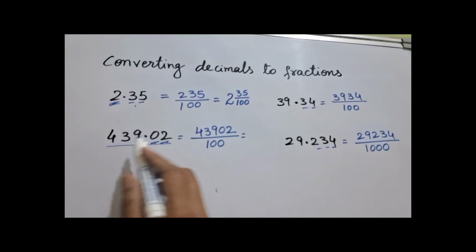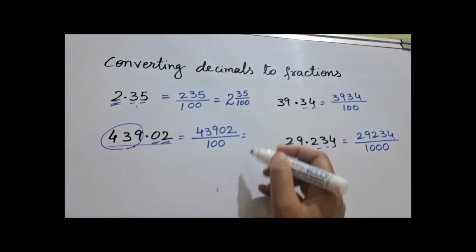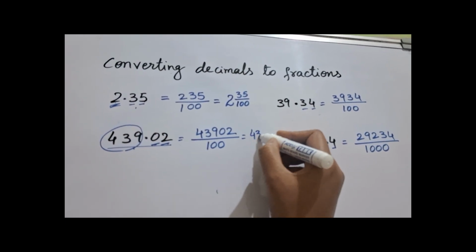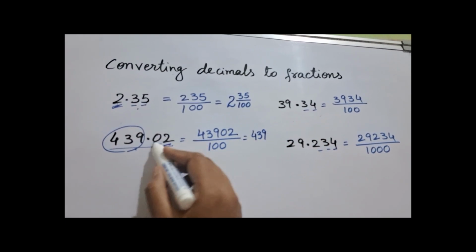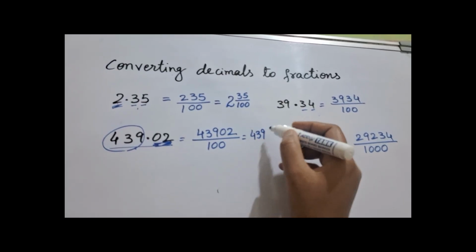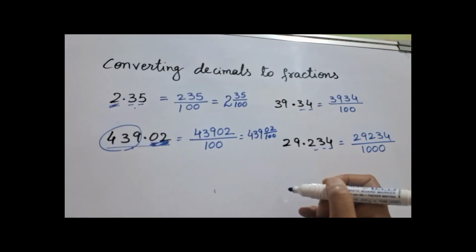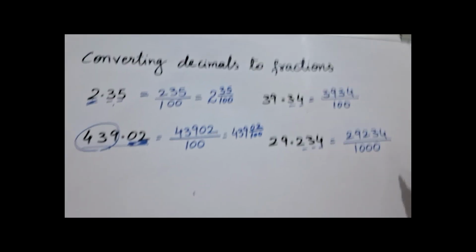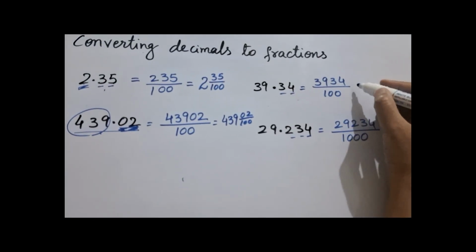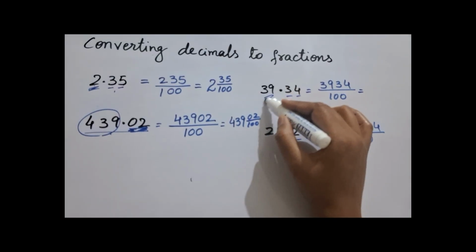Here 439 is the whole part. So 439 and this one 02. That means 02 by 100. Okay, children. Now similarly, this one 39 is the whole part.